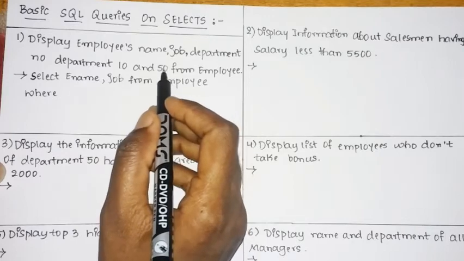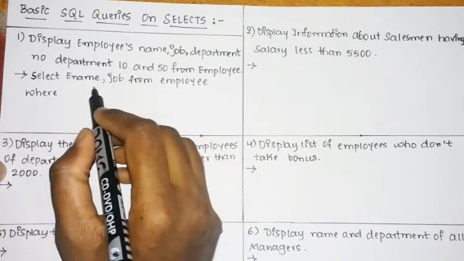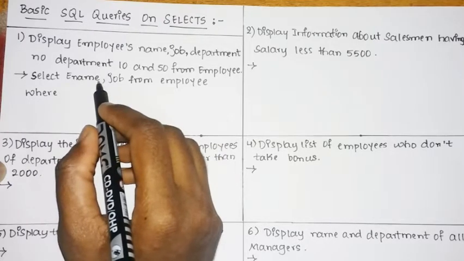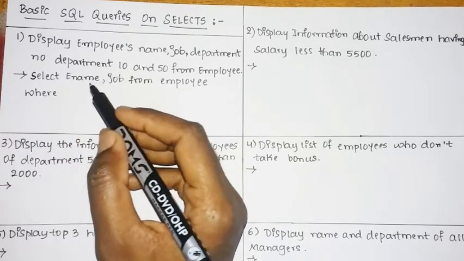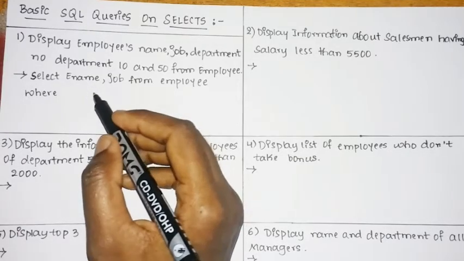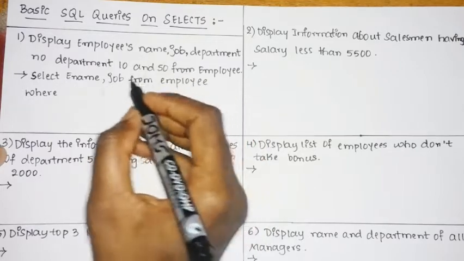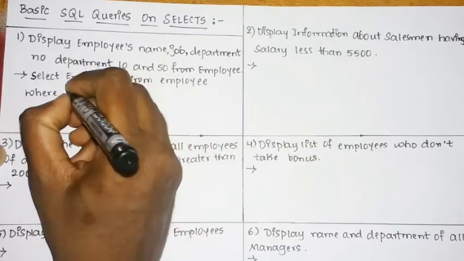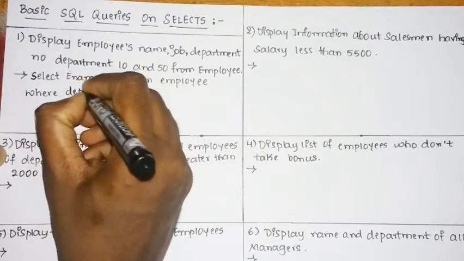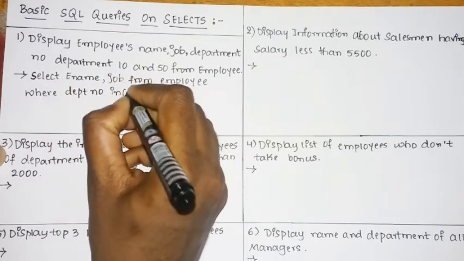So you need to display the e name as well as the job for the department number, that is it should be 10 comma 50. So you need to display within the range 10 comma 50. So you can say select e name comma job from employee where department number in 10 comma 50.